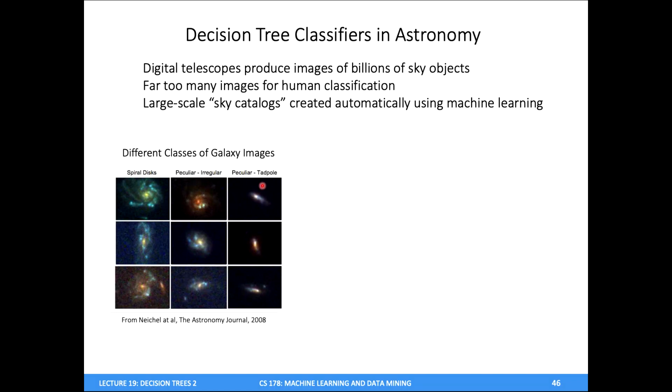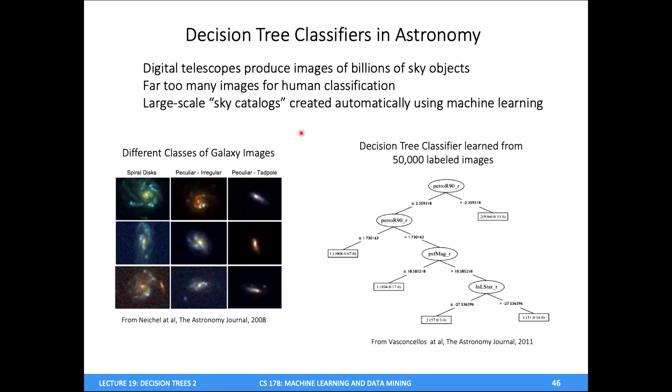But you can take a small subset of labeled data, say 50,000 images, which you can pay some astronomy grad student to sit down and actually label. And using this small labeled data set, build a decision tree that will then help you label your huge data set of billions and billions of images. So this, again, is just to point out that these decision trees actually get used in the real world on some real problems.